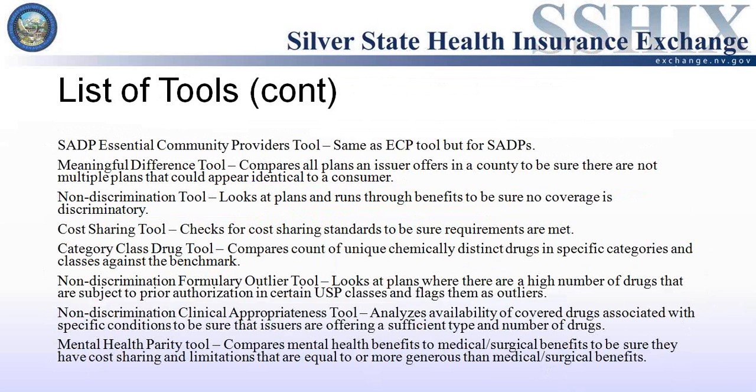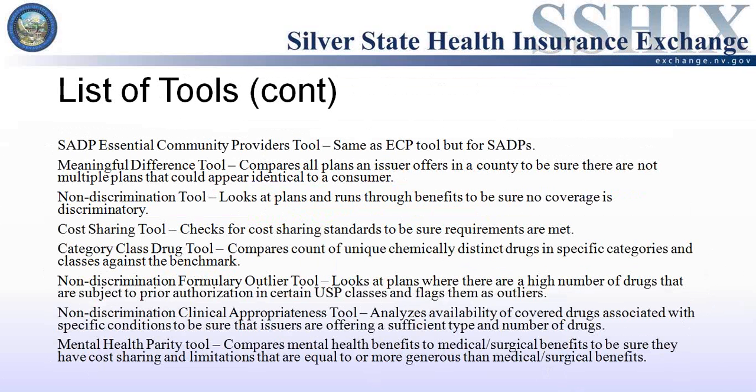The Meaningful Difference tool compares plans an issuer offers to check whether there are multiple plans in the same county that would appear virtually identical to a consumer. And that basically makes it easy for you. You don't have to go through and compare the plans yourself. I think it's a good way to identify the differences. And so this tool, the update is that it accommodates new 2016 data, and it compares drug MOOPs and deductibles for meaningful difference.